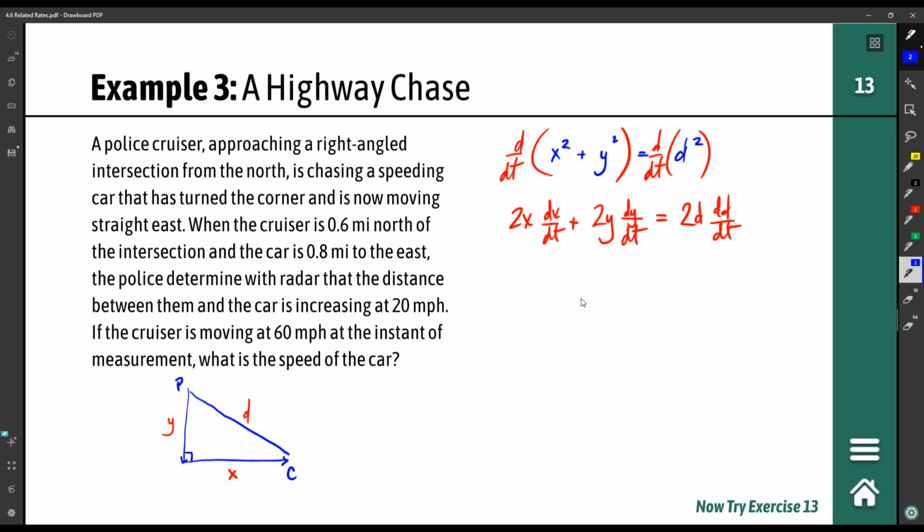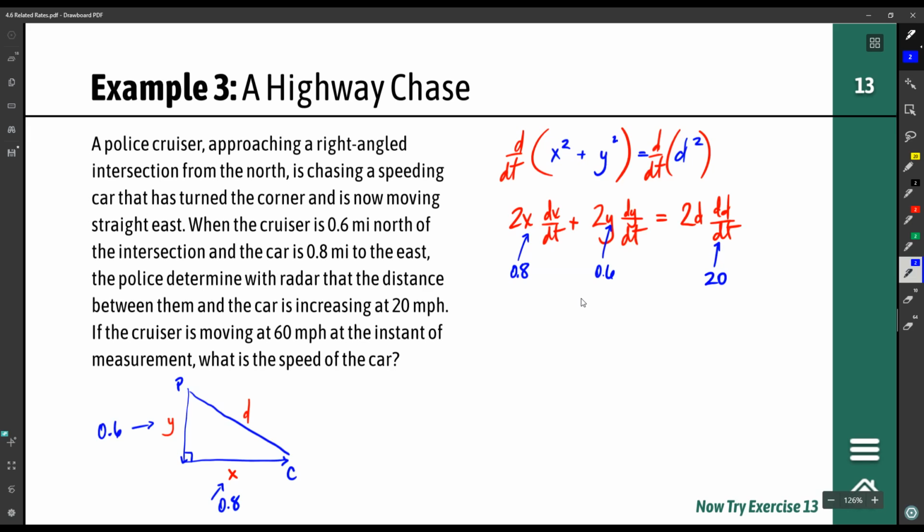When the cruiser is 0.6 miles north, so at this moment in time, the cruiser is 0.6 miles north of the intersection. The car is 0.8. So there we have those. That means I get to replace the x with a 0.8. I get to replace the y with a 0.6. The police determined with a radar that the distance between them and the car is increasing at 20 miles per hour. So that's the rate of change of the distance.